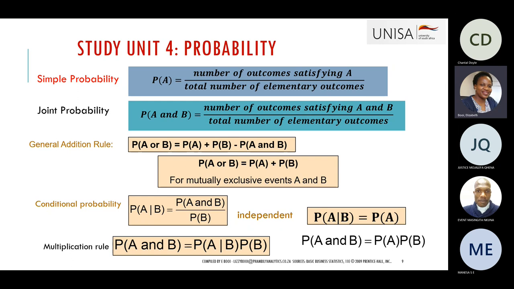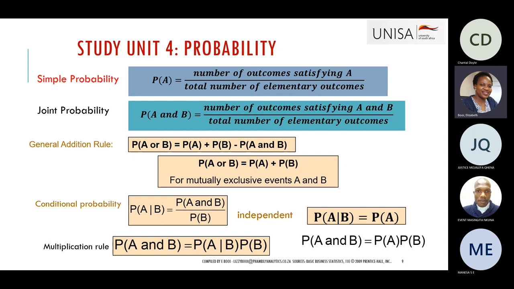You also need to know how to calculate the conditional probability, that is the probability of an event given that another event had already occurred. And that is what you need to always remember. The probability of A given B is given by the joint probability of A and B divided by the probability of the given, which would be B.